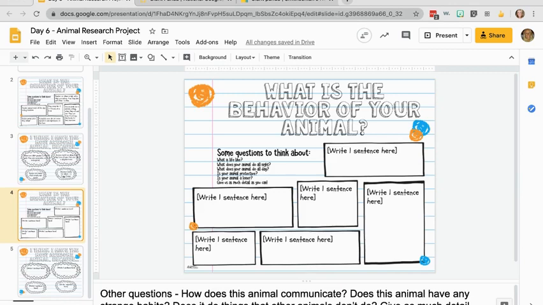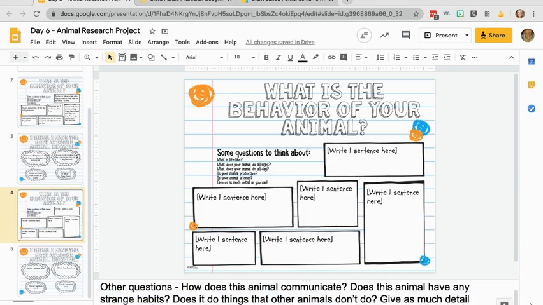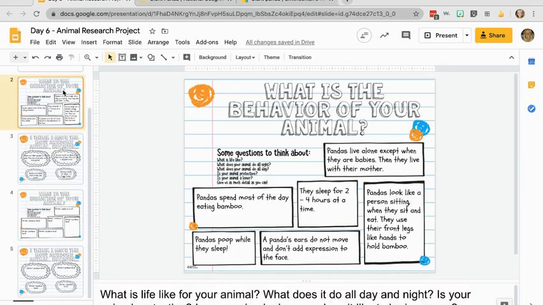Okay, other questions I want to consider are down here at the bottom of the slide. So, how does this animal communicate? That is interesting. Does this animal have any strange habits? Does it do things that other animals don't do? Give as much detail as you can. Okay, so at this point, I'm going to go back to my example slide.